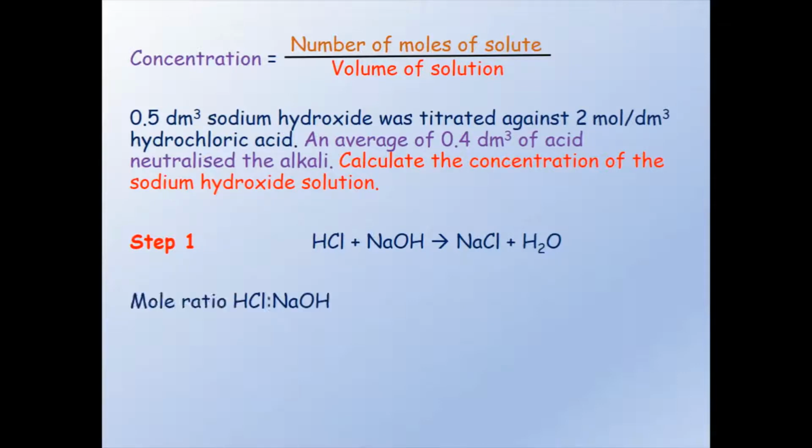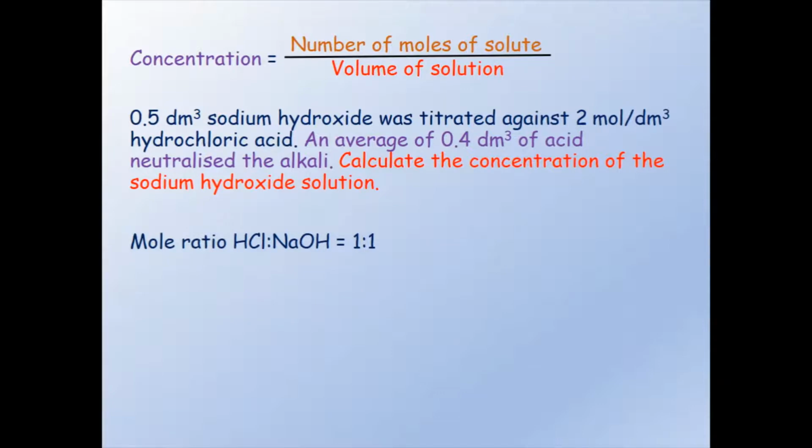We have to find the mole ratio for hydrochloric acid and sodium hydroxide. To find it, we have to look at the balancing numbers in front of the formulas in the balanced equation. And we can see that there are no numbers in front of HCl and NaOH. And this means that the mole ratio here is 1:1. So 1 molecule of hydrochloric acid will always react with 1 molecule of sodium hydroxide. So now we know the mole ratio.